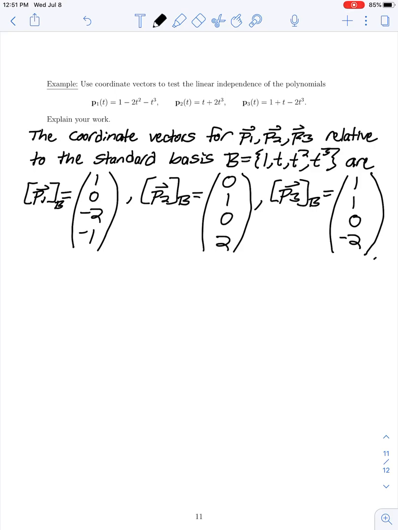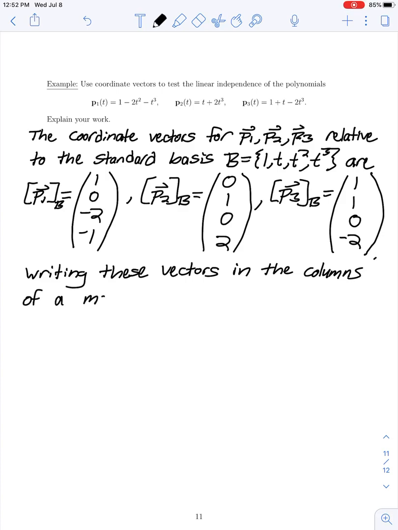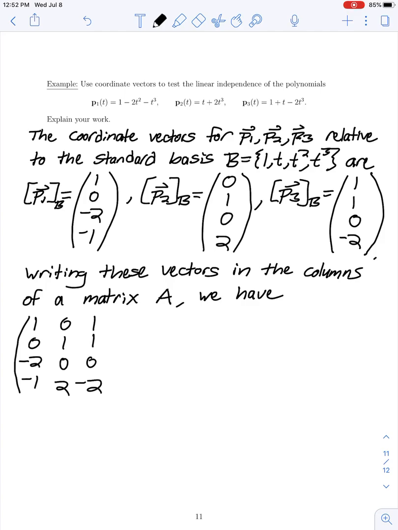So to determine linear independence for a set of vectors, well, there's a few ways we could do this. So writing these vectors in the columns of a matrix A, we have the following. Our matrix A would be 1, 0, negative 2, negative 1, 0, 1, 0, 2, and 1, 1, 0, negative 2.